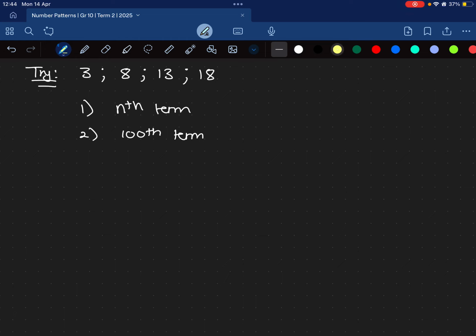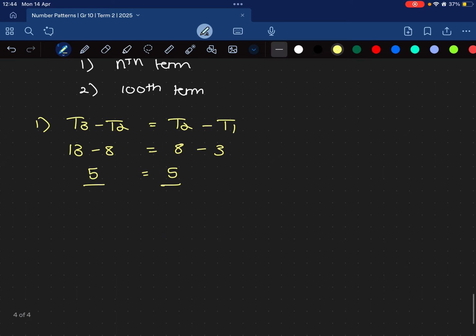Okay, so first thing is that you can see that there is going to be a common difference. If you take term 3 minus term 2 should be equal to term 2 minus term 1. Let's see if that's true. So 13 minus 8 should be equal to 8 minus 3. And you can see both is going to be 5. So you found your common difference.